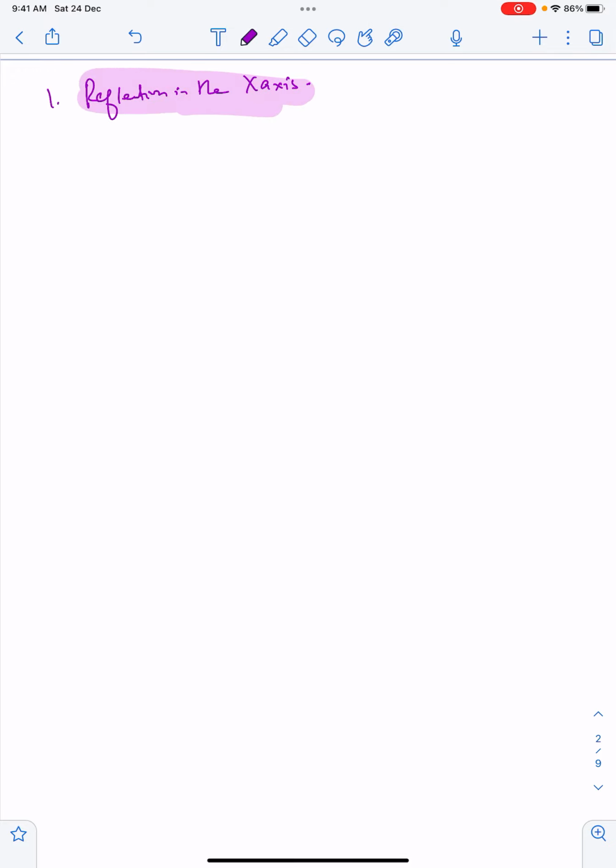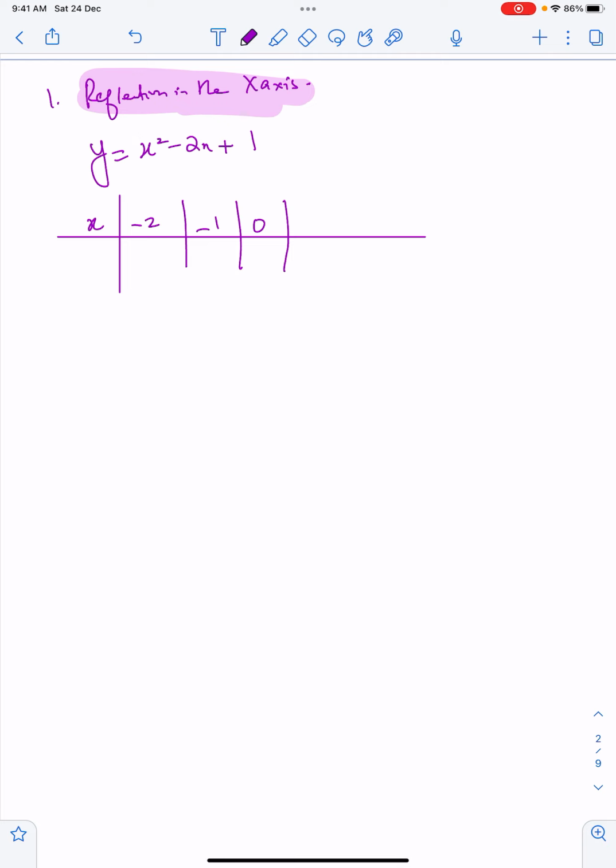Let's take the equation of a curve, assuming y equals x squared minus 2x plus 1. Let's make the table of values for this and draw the graph. If I take the values of x to be minus 2, minus 1, 0, 1, 2, and 3, the values of y are, if you just plug it into this equation, with negative 2: negative 2 squared minus 2 times negative 2 plus 1, so 4 plus 4 plus 1, which is 9.